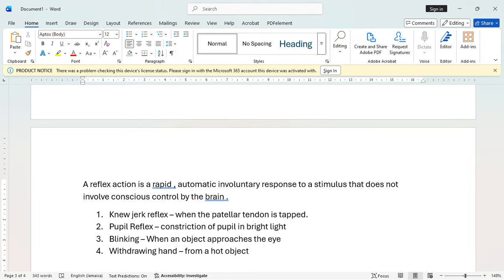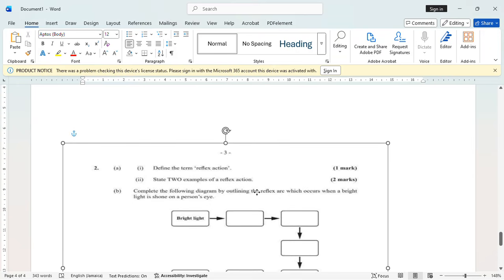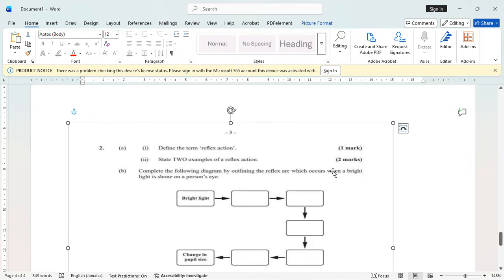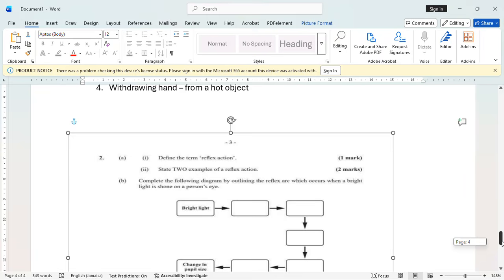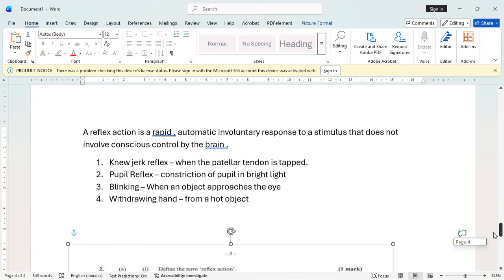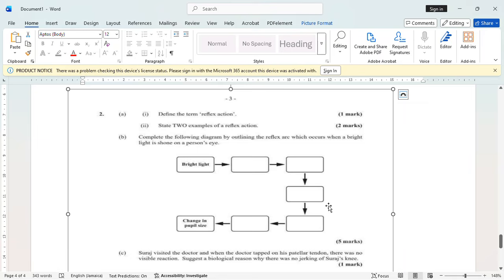So we have these in terms of the question. We should have stated two examples. We got 4. So any one of those two in terms of the reflex action would have warranted the mark. The next part is this aspect.